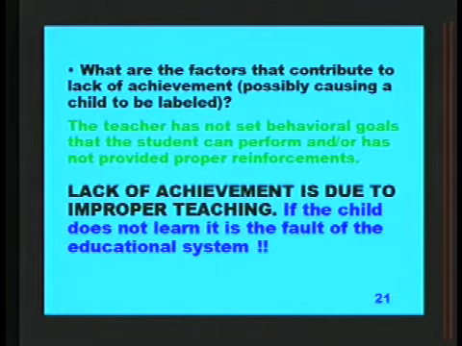Lack of proper achievement is due to improper teaching. If the child doesn't learn, it's the fault of the teacher. If the therapist doesn't make any progress, it's the fault of the therapist. You got the wrong goals, you got the wrong reinforcements. If the administrator can't get the teachers to do what she wants, it's her fault. She jumped steps. You've got to go successive approximation. You've got to go slowly.